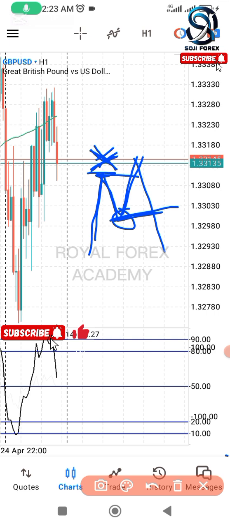So this is how this tends to form. So your role is for you to mark out this point. Then you do what? You wait for price to come back and close inside.